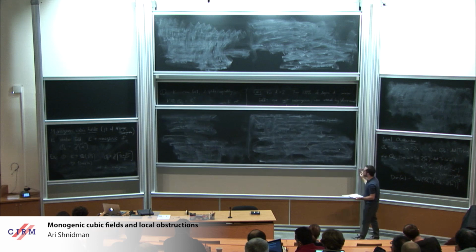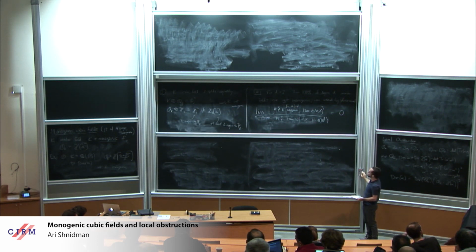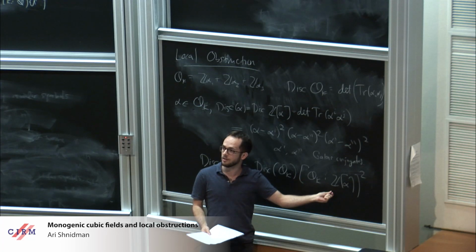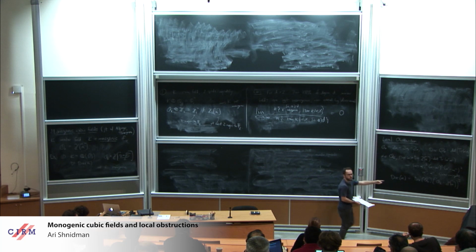OK, so what I want then is to come up with an object that keeps track of when I have elements alpha in my ring for which this index is 1. That's what it will mean for the ring to be monogenic. So we just invert this formula. We write down a formula for that index.